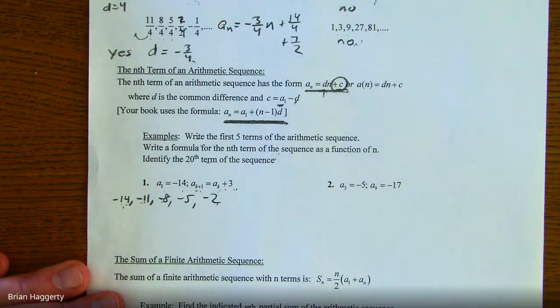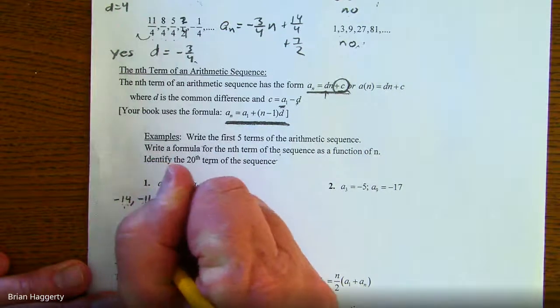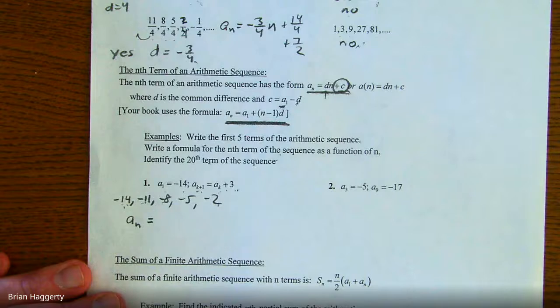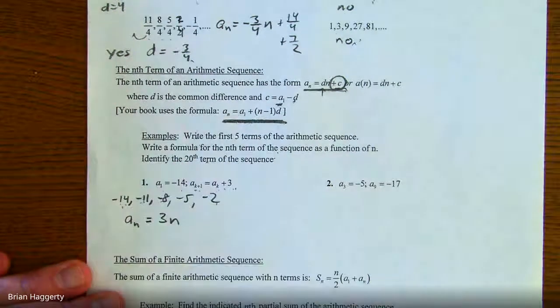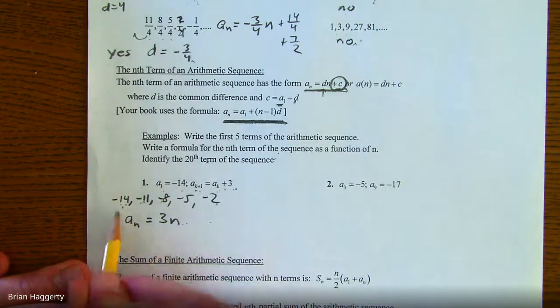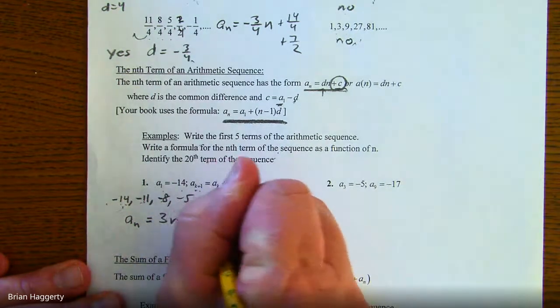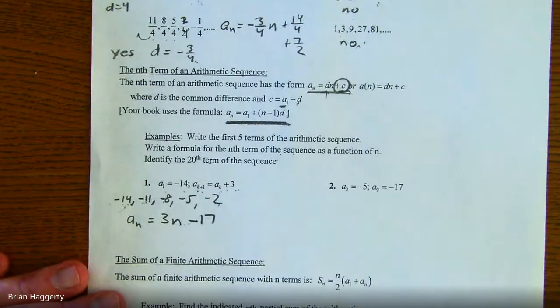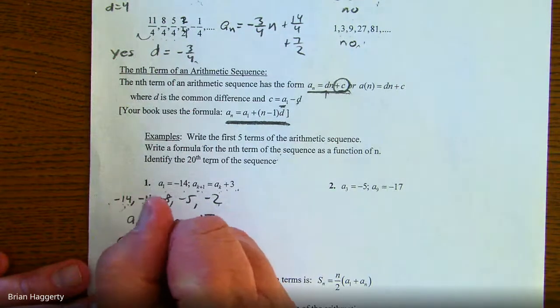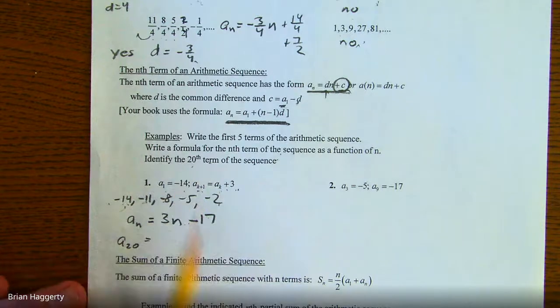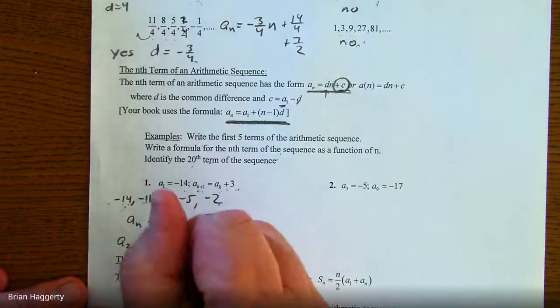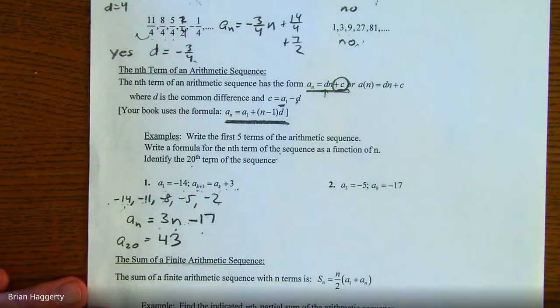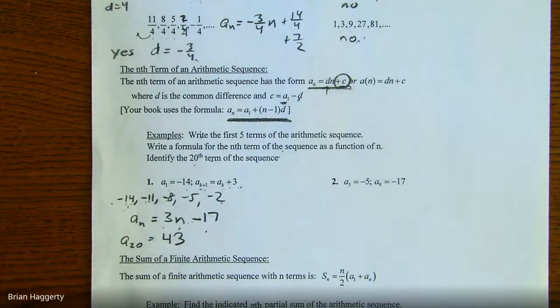Part 2, write a formula for that. A sub n, that common difference is like the slope of the sequence. We add 3 each time. This term right here, or this thing that follows it, if there was one more term up in front, what would it have to be? There's your formula. The 20th term, that's the last thing they're asking us for. 3 times 20, that's 60. 60 minus 17, 43. And that's everything.